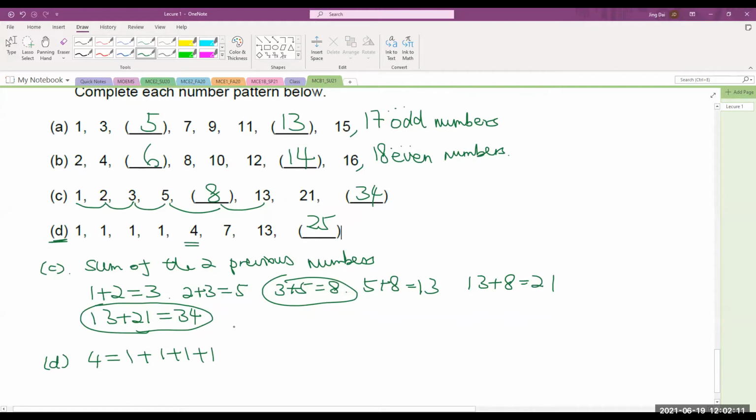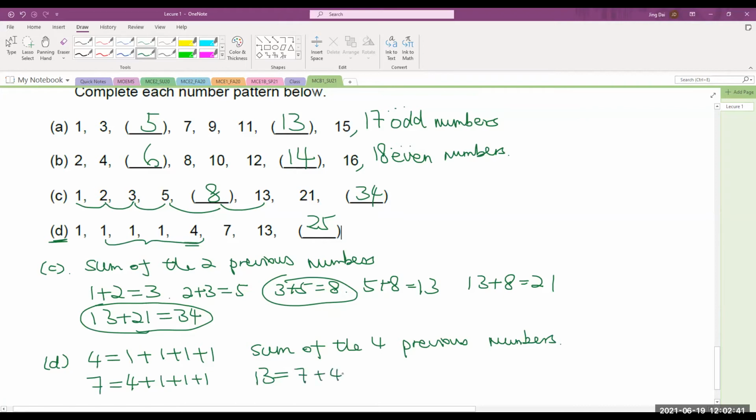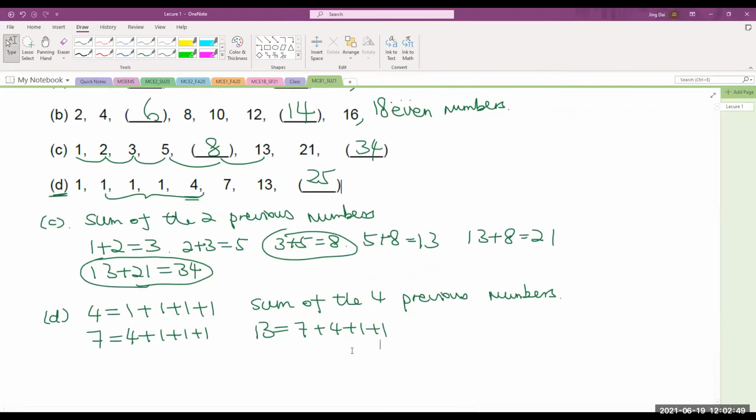So let's try it out, shall we? So it's like the sum of the 4 previous numbers. Let's try it out. Does this apply to everybody here? What about 7? The 4 previous numbers for 7 are these 4 guys. Okay, 4 plus 1 plus 1 plus 1. That works out for 7. How about 13? The 4 previous numbers for 13 are 7 plus 4 plus 1 plus 1. That works out too.